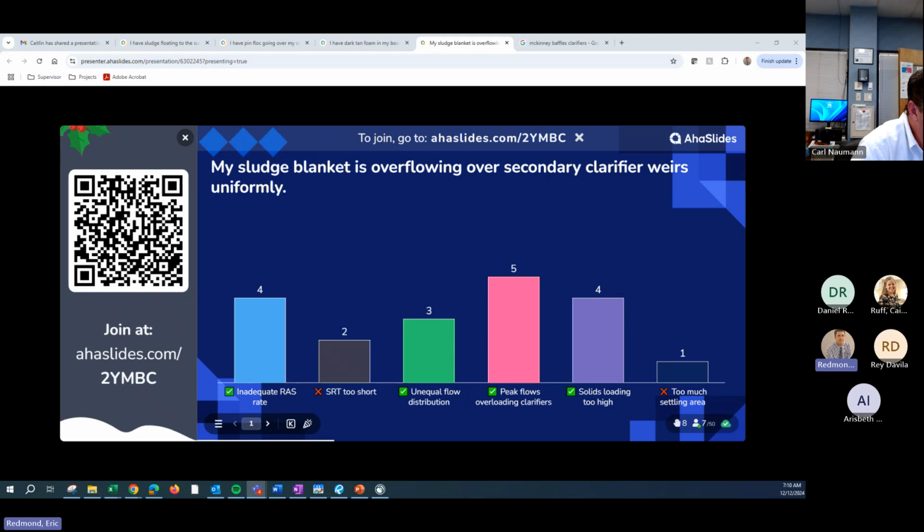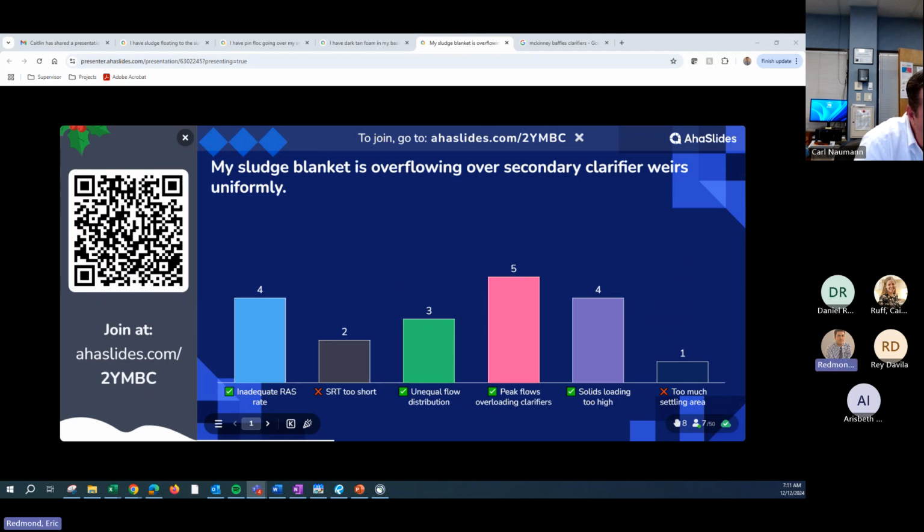So I'm disagreeing with Caitlin here. But one thing unequal flow distribution could be, I know Ray's on the phone at 10 Mile, is if they have two aeration basins with splitter structures that split to the basins, and we've looked at the splitter structure and we don't think it's splitting right. Then you could be overflowing one side and overloading that one clarifier. So I could see how that's the right answer. But the way the question is phrased, with weirs overflowing uniformly, tells me my weirs are level and I don't have unequal flow distribution.